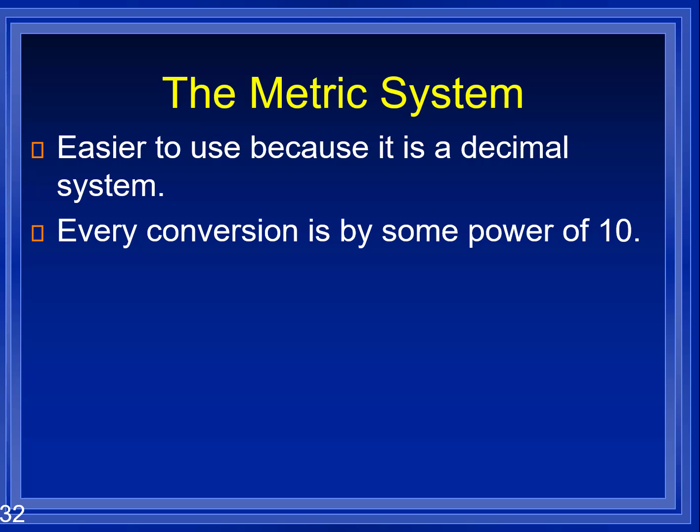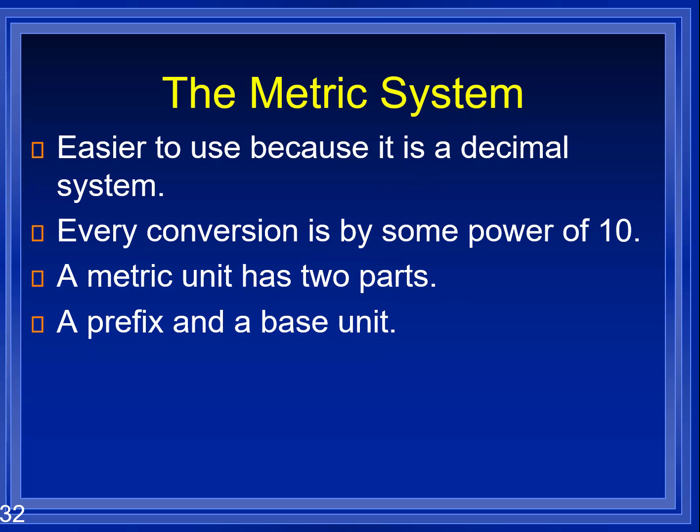Okay, a metric unit is going to have 2 parts. Well, it can have up to 2 parts. It will always have a base unit. It might have a prefix.